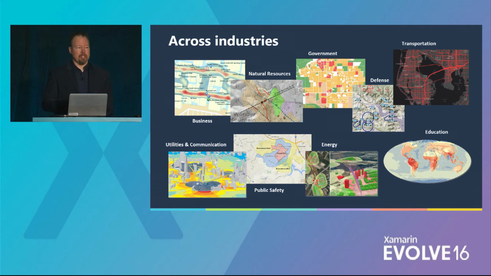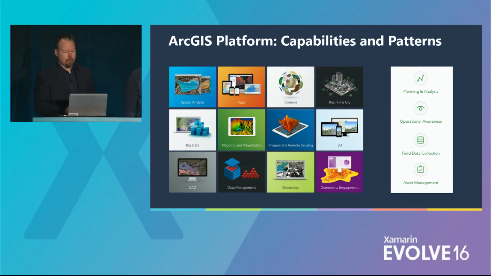So how does Esri do this? We use something called the ArcGIS Platform. The ArcGIS Platform has a set of common capabilities and patterns that are integrated into simple and complex patterns and workflows.